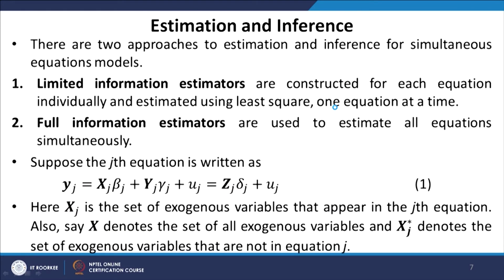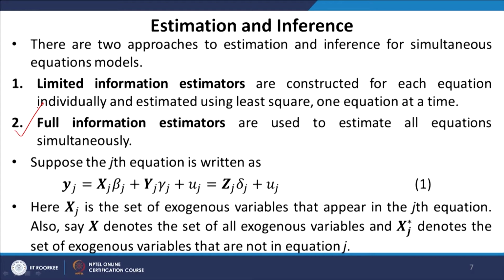Now we talk about estimation and inference. There are two approaches to estimation and inference for the simultaneous equations model. The first is limited information estimators, which are constructed for each equation individually and estimated using least squares, one equation at a time. Since we are not using all the information available to us, we call it limited information estimators. The second is full information estimators, which are used to estimate all equations simultaneously. The complete set of information is being used, and that is why we call them full information estimators.